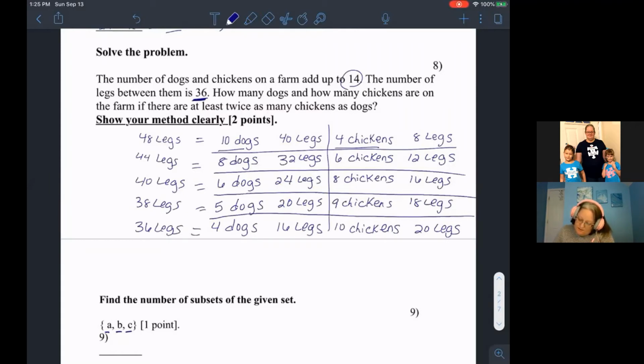And it says if there are at least twice as many chickens as dogs. So 4 dogs, twice as many would be 8. So it's definitely more than twice.